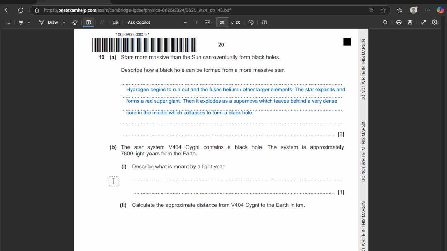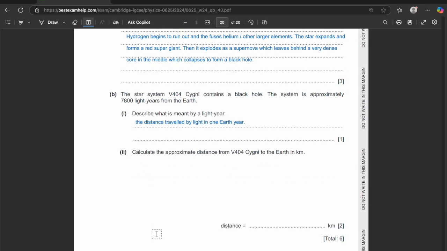So B, the star system V404 Cygni contains a black hole. The system is approximately 7,800 light years from the Earth. Describe what is meant by light year. So a light year is a distance, right? The distance that light takes 1 Earth year to travel. So we can write the distance traveled by light in 1 Earth year.